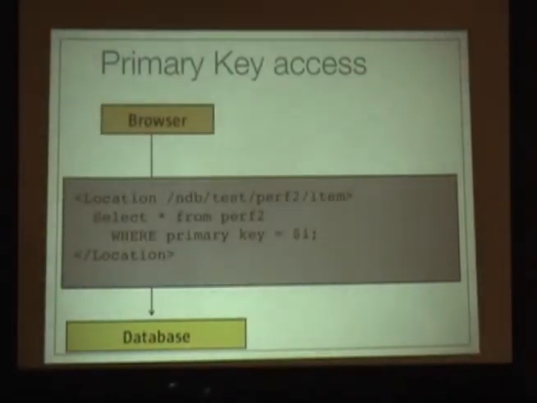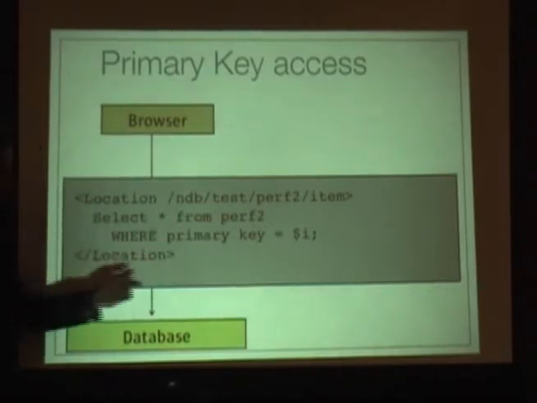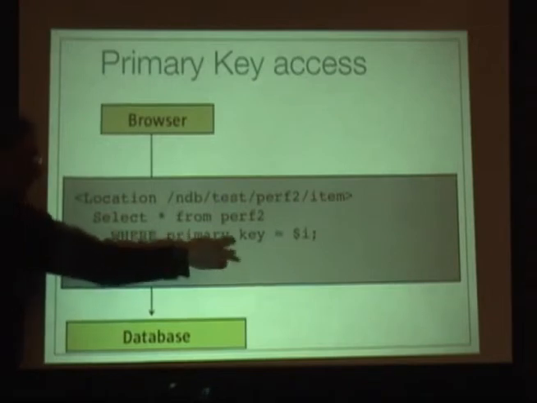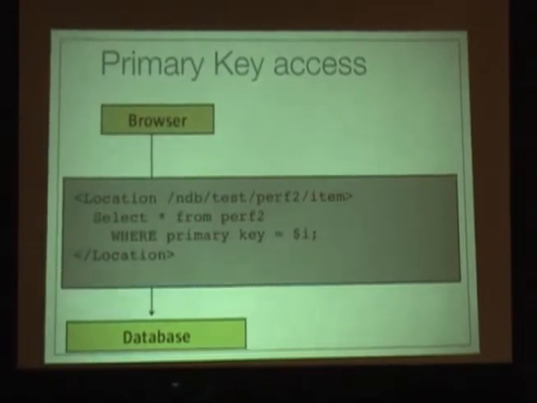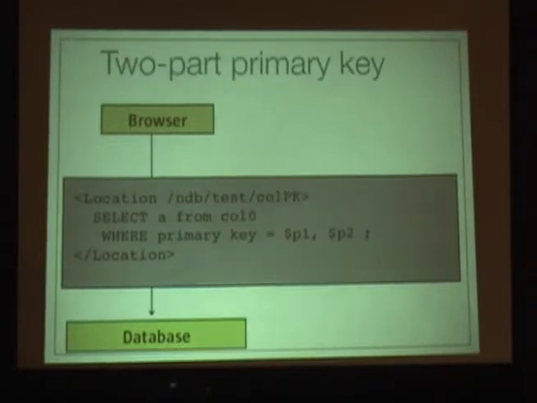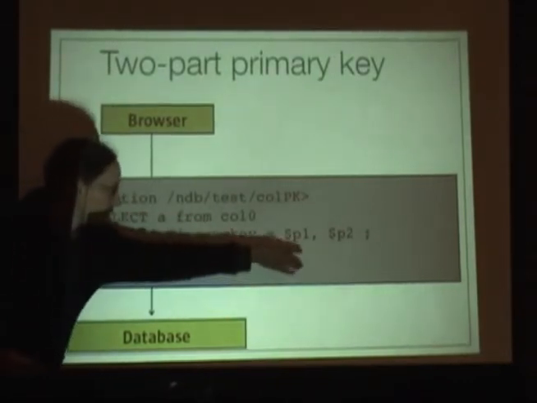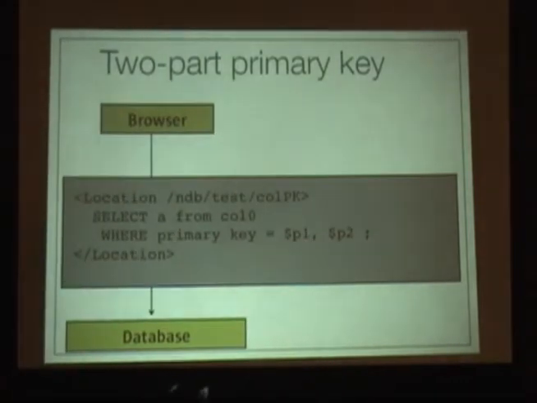So here's an example of primary key access. These are actual queries out of the test suite. Select star from the table where primary key equals a value, which comes out of the query. And then we've got a two-part primary key. Same thing, select whatever from the table where primary key equals the first part, second part.